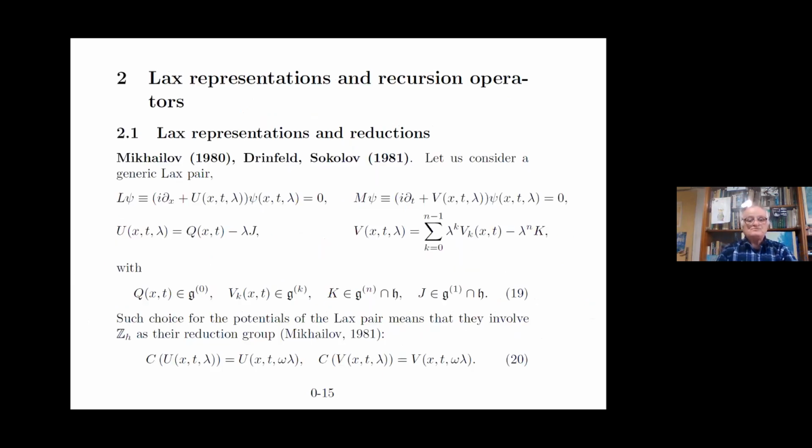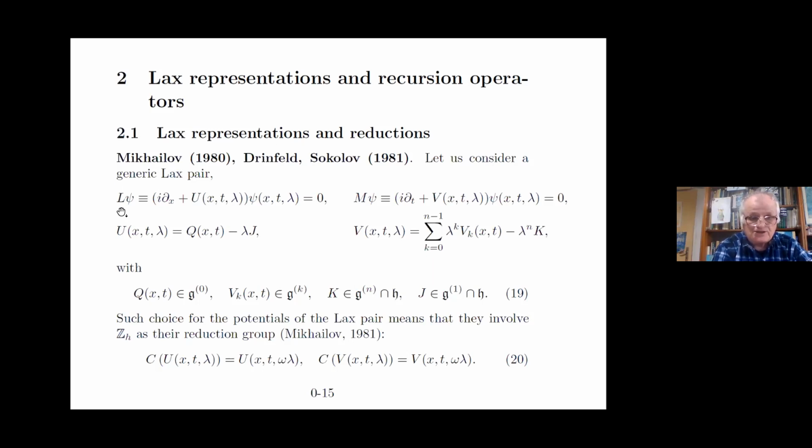And now I'll start to tell you how these well-known facts from the algebra theory of D4 can be used to construct the Lax representation and the nonlinear evolution equations. So we construct the Lax representation.